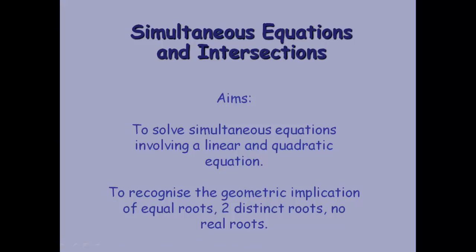Building on our previous lesson on solving linear simultaneous equations, we're now going to look at some more difficult ones involving quadratics. And importantly, we're going to look at how we use the discriminant from the quadratic formula, the b squared minus 4ac element, to inform us about the number of roots, whether we've got two distinct roots, one repeated root, or no real roots, and have a look at graphically what this means.